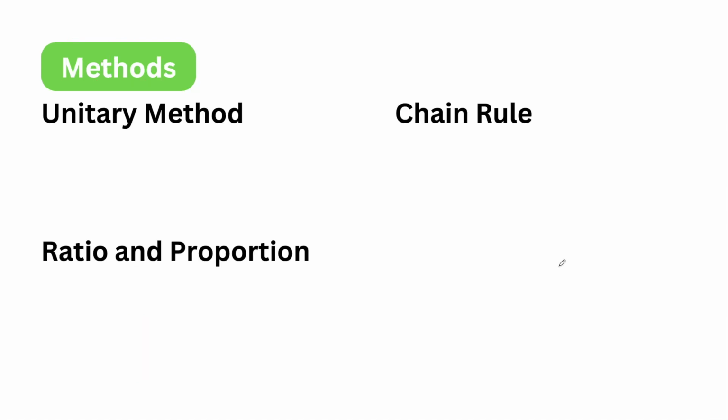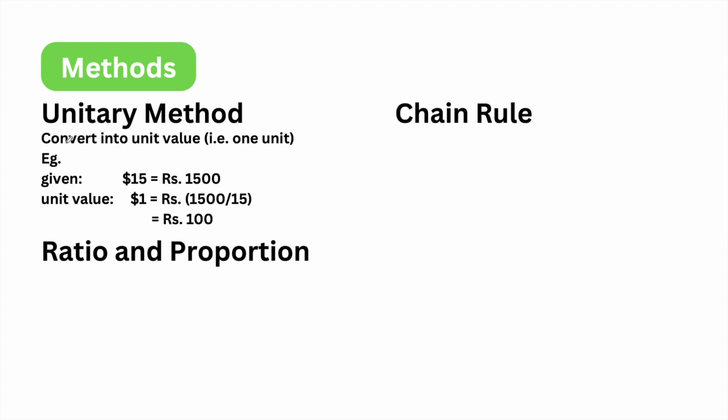And we have some techniques for solving the deflation and increment problem, that is basically solving exchange rate problems. We have unitary method, ratio and proportion method, and chain rule. First we will learn about unitary method. Unitary method basically means converting the value into unit value, that is 1 unit.